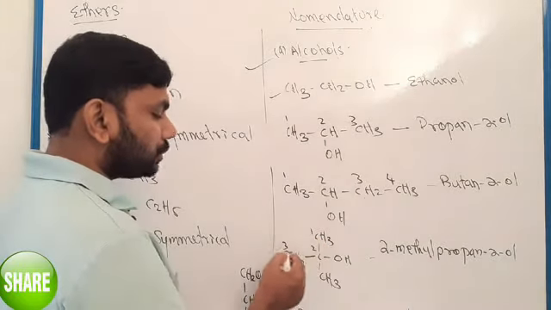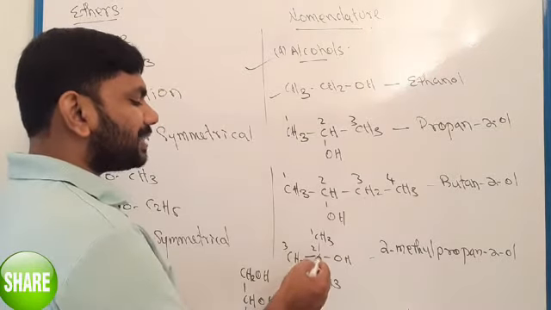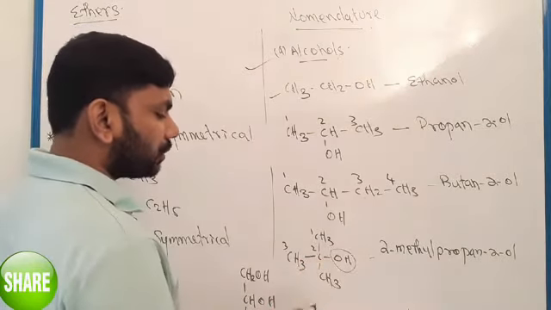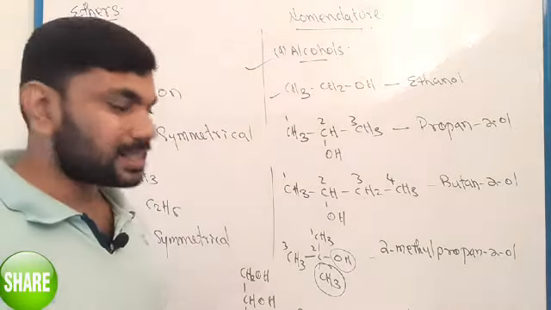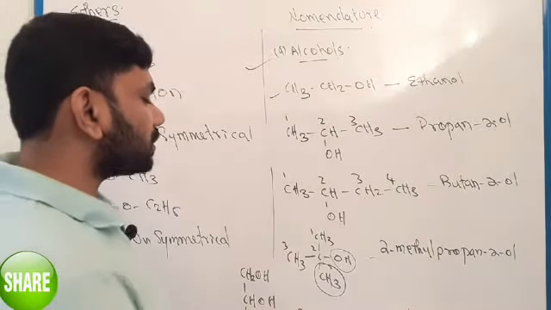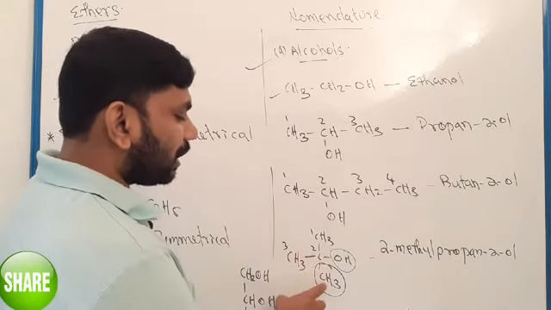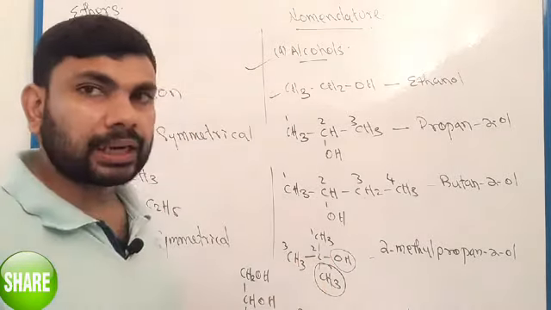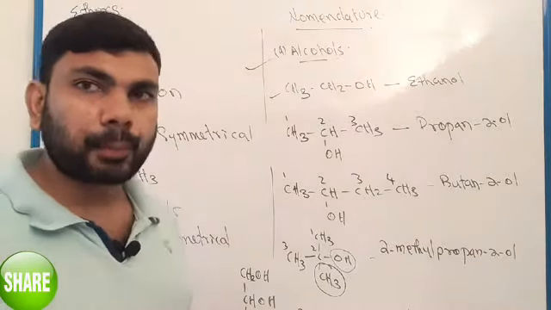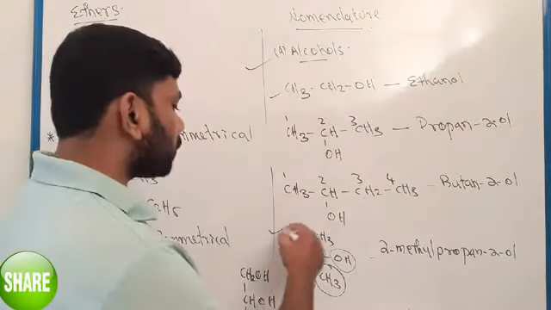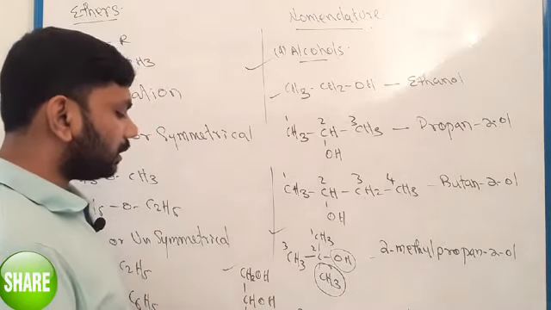We can give numbers 1, 2, 3 or 1, 2, 3, either way. Here, on the second carbon there is the OH functional group. On the second carbon there is also CH3, a side chain CH3. So you have to say 2-methylpropan-2-ol. On the second carbon there is CH3, meaning methyl. So 2-methylpropan-2-ol is the name of this compound. Clear?